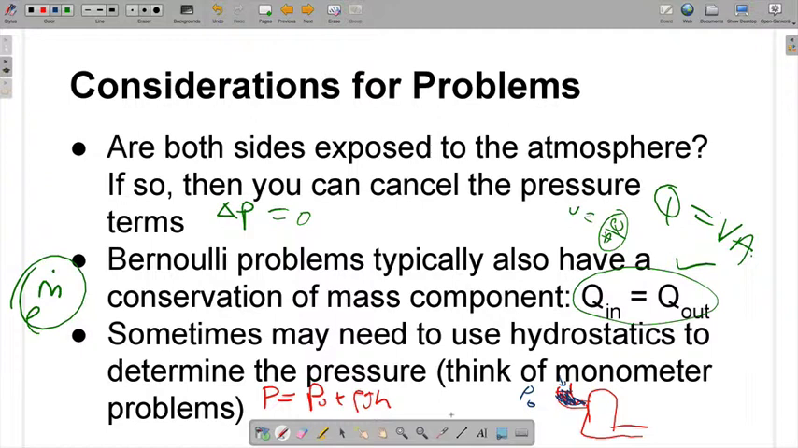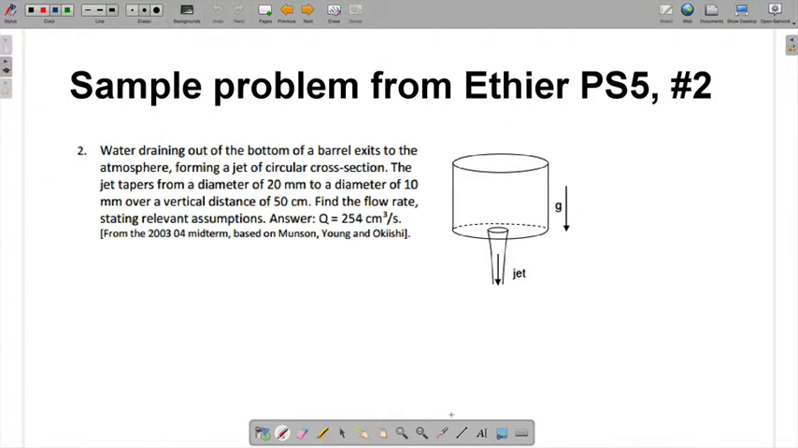Let's make it more concrete. We're actually going to look at a problem and see how we'll set it up and solve it. Okay, so here we have, this comes from Dr. Ethier's problem set number 5, and this is question number 2. It shows we have a barrel, and water is draining out from the bottom, exits to the atmosphere, and forms a jet of circular cross-section, and this jet is tapering. The diameter initially is 20 millimeters, but then it goes down to 10 millimeters over a vertical distance of 50 centimeters.